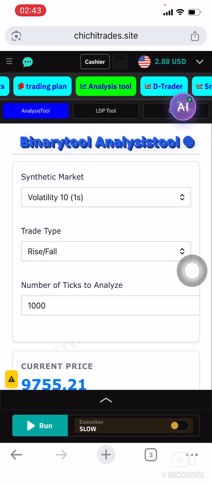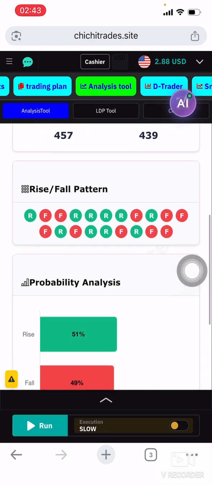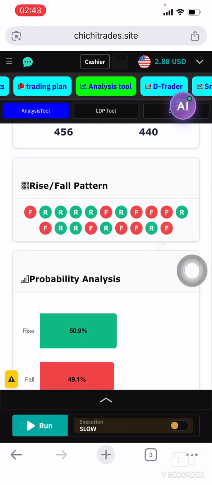Remember you're trading Asians downs, right? So we are going to wait for this candle to rise 3 consecutive times, then fall, we run. So the candle must rise at least 3 times, then a fall, then you run.